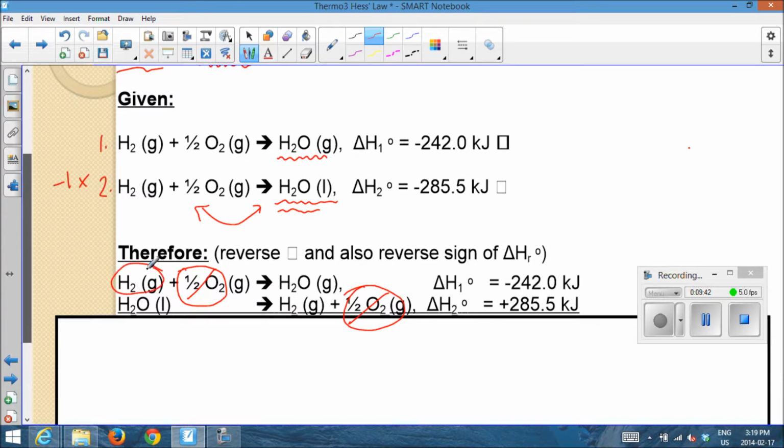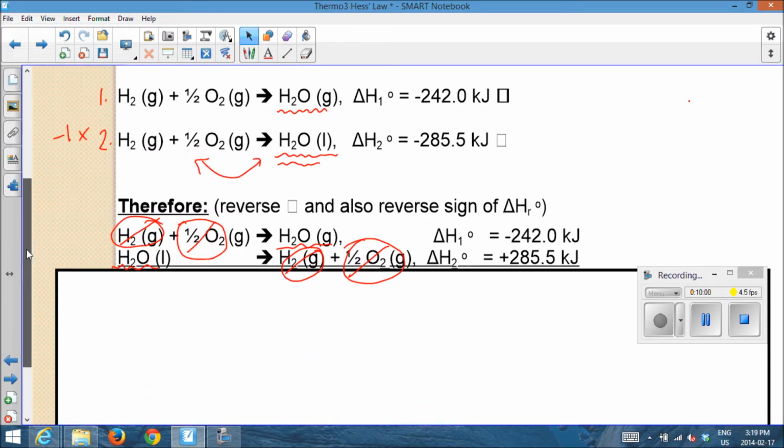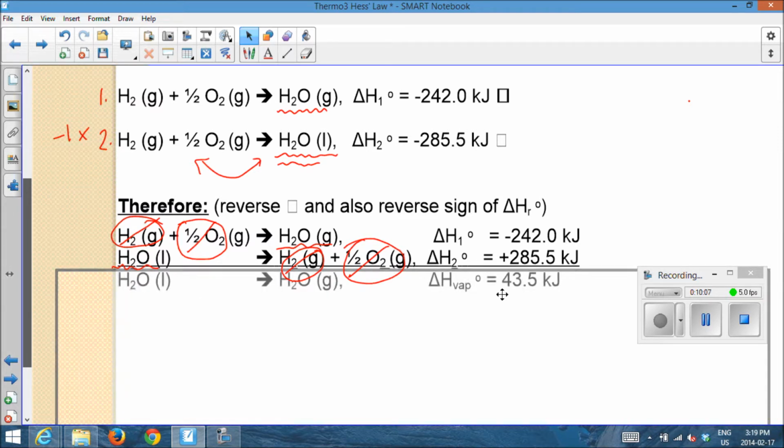There's an H2 on the reactant side. There's an H2 on the product side. So you don't have to show it like I added it up. And the only thing that you have left is H2O liquid and H2O gas. So that is indeed exactly what our target reaction is. It was H2O liquid to H2O gas, and that's all we have. We add them together, and what we get is H2O liquid to H2O gas, and our enthalpies, we just add them together. So those are some examples of what you can do to solve Hess's Law.